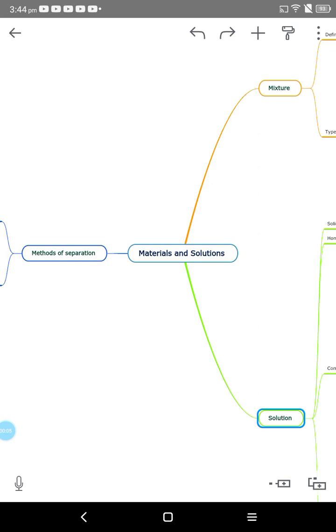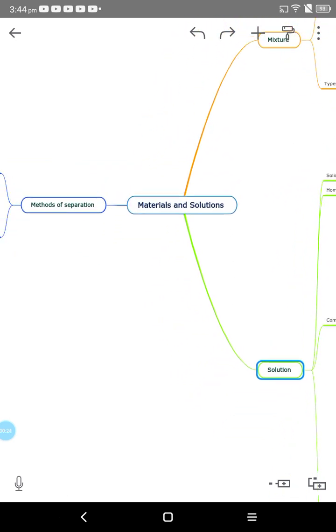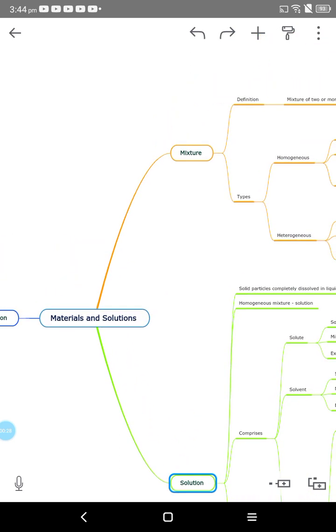So hi guys, today we are going to learn Chapter 8, Materials and Solutions, of Science. There are three main points of materials and solutions, as you can see on the screen: mixture, solution, and methods of separation. Let's start with mixture.